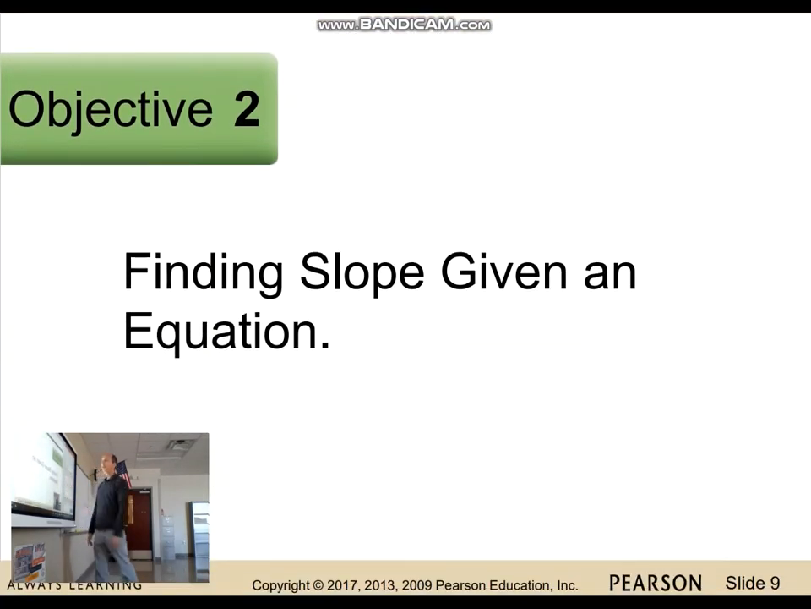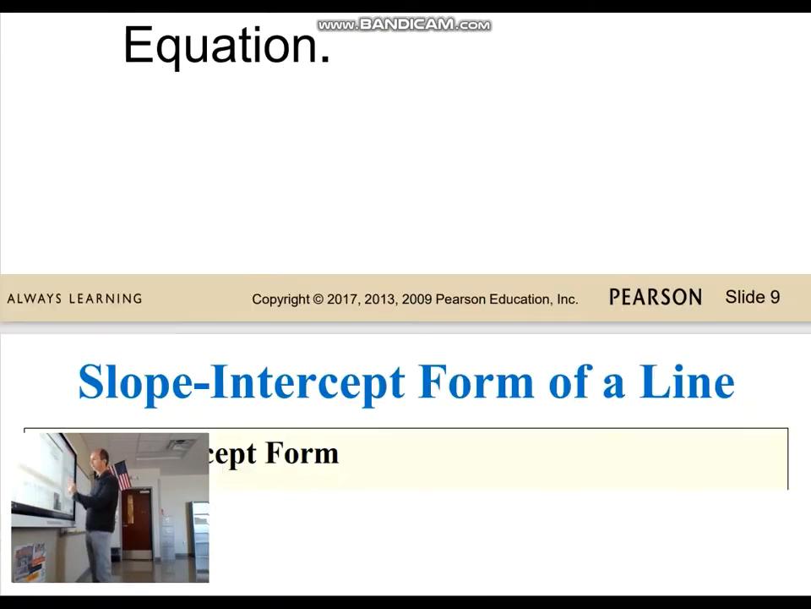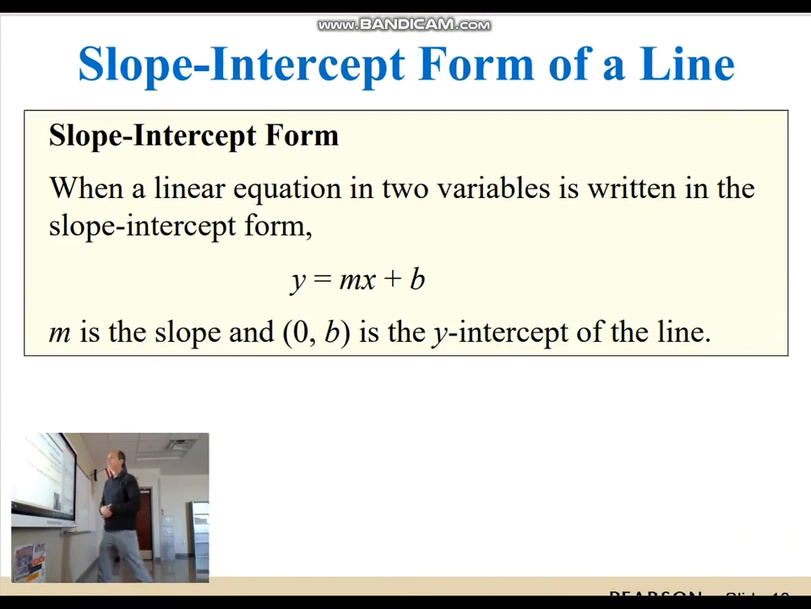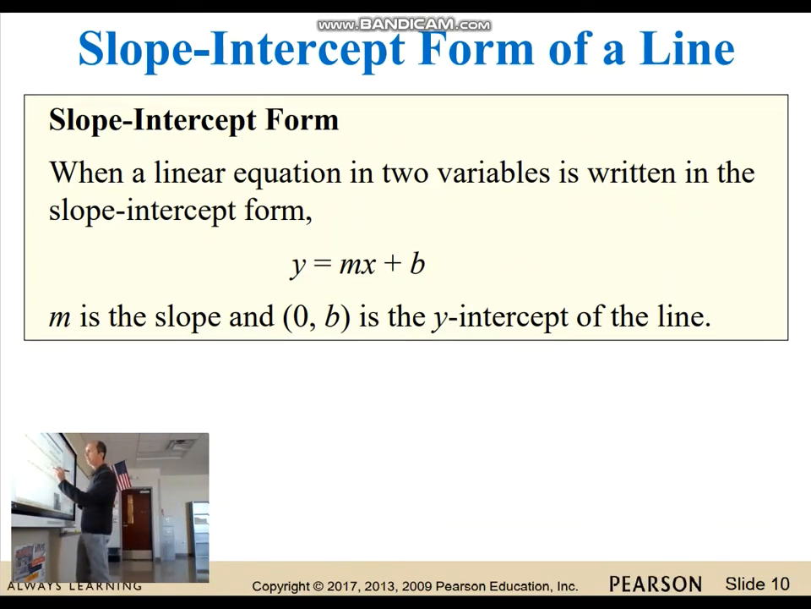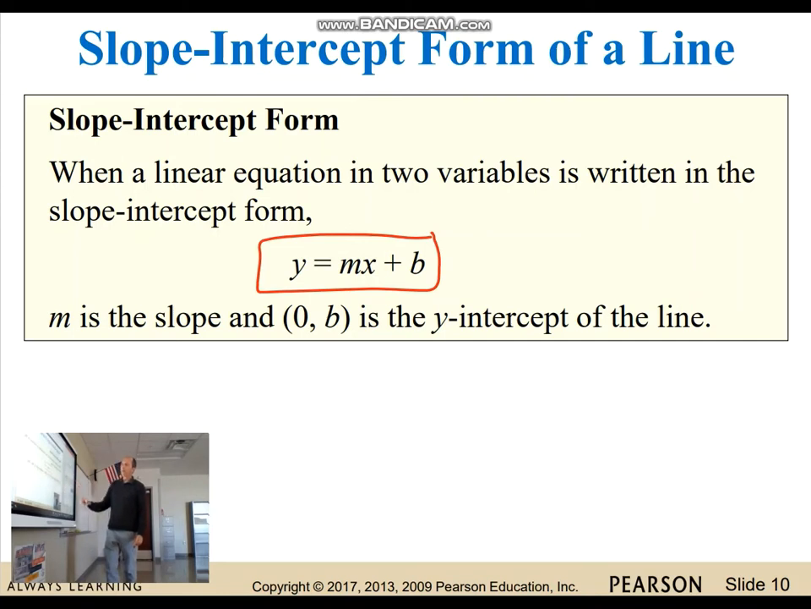Okay, next objective, number 2, finding the slope given an equation. When a linear equation in two variables is written in the slope-intercept form, and this is the slope-intercept form, m is the slope, and x equals 0, y equals b is the y-intercept of the line, right?